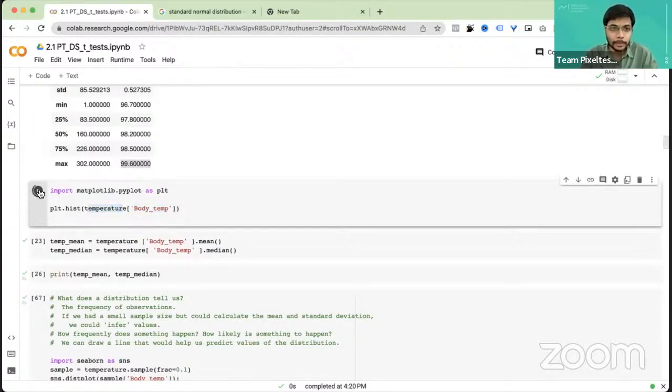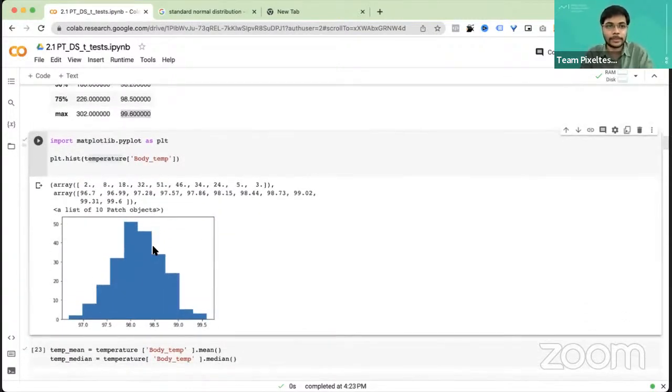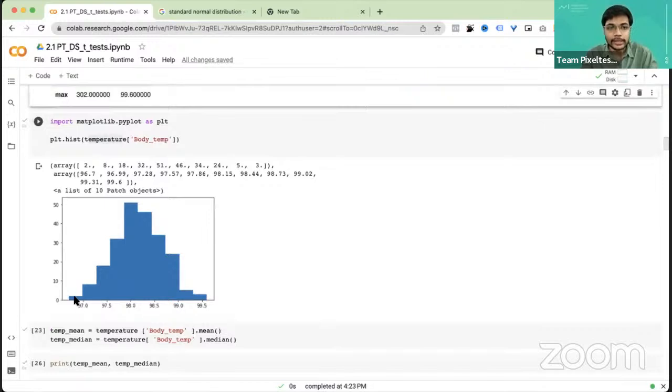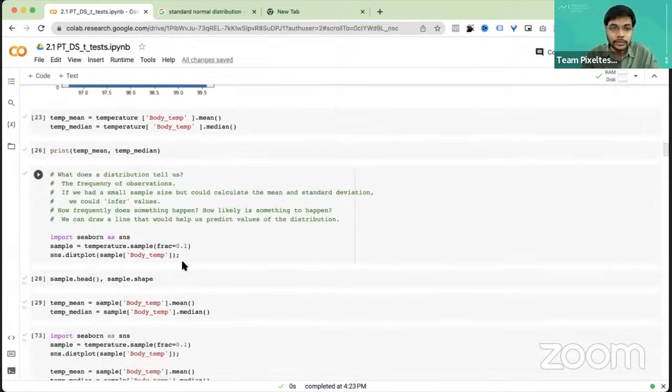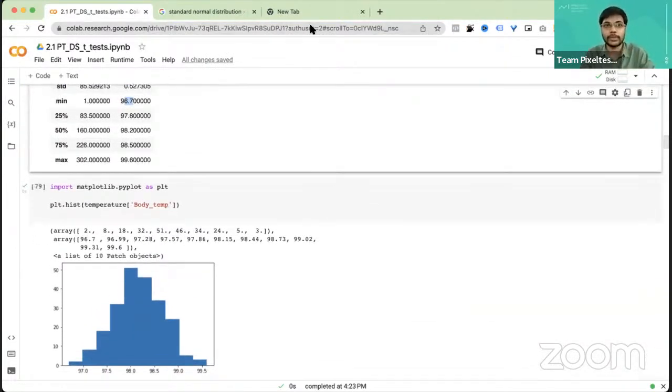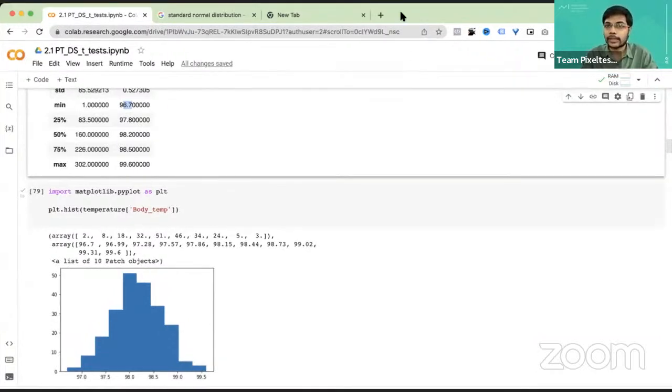So I'm going to run that. Now this is the histogram. Because we have a lesser number of data points, most of them are between, let's say, 96.7 and 99.6. The graph looks like this. And here we also try to understand a little bit more about skewed graphs. So let me bring that reference point here.